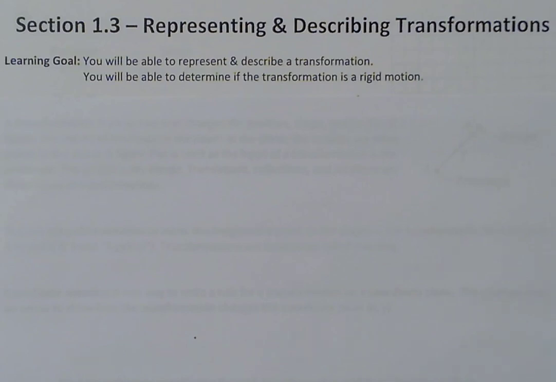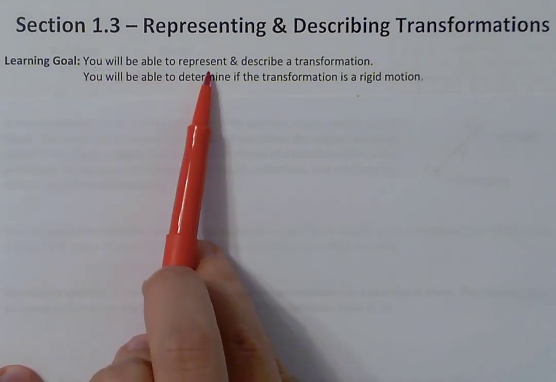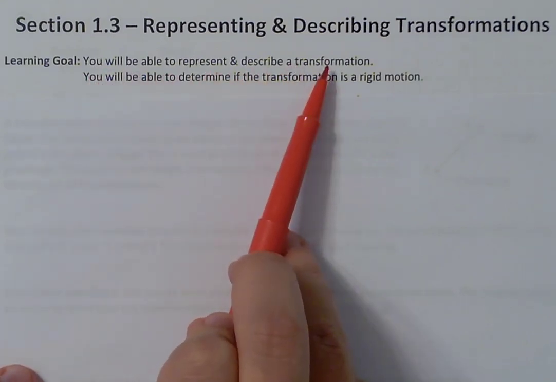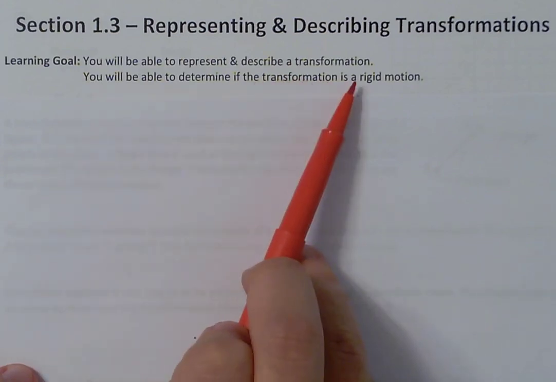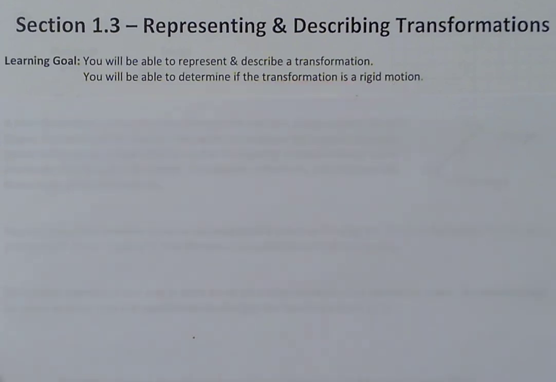So, we have two learning goals for today. Our first learning goal is you will be able to represent and describe a transformation. And then you will be able to determine if the transformation is a rigid motion. So we'll take a look at what a rigid motion means and how to determine if it is rigid or not rigid.